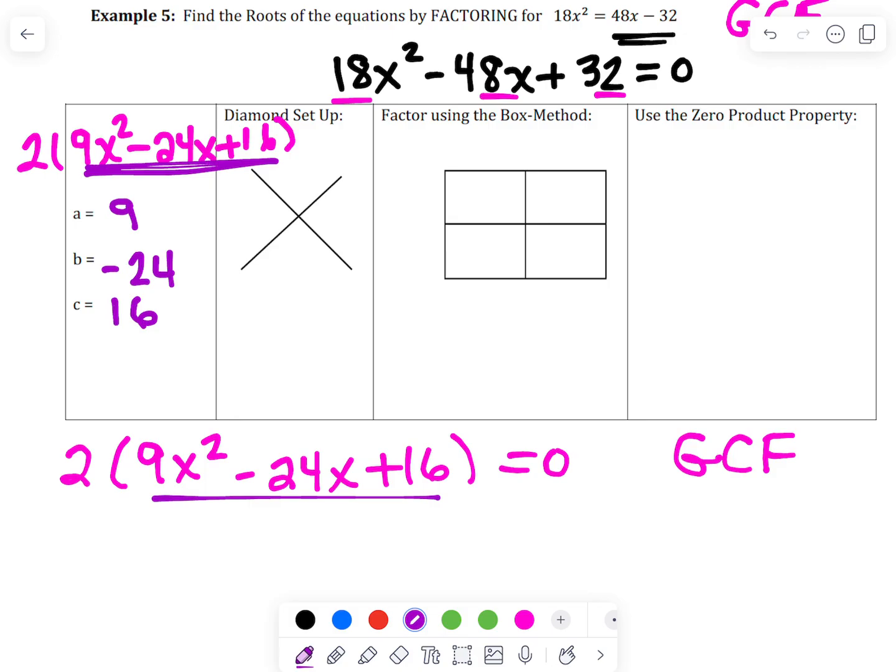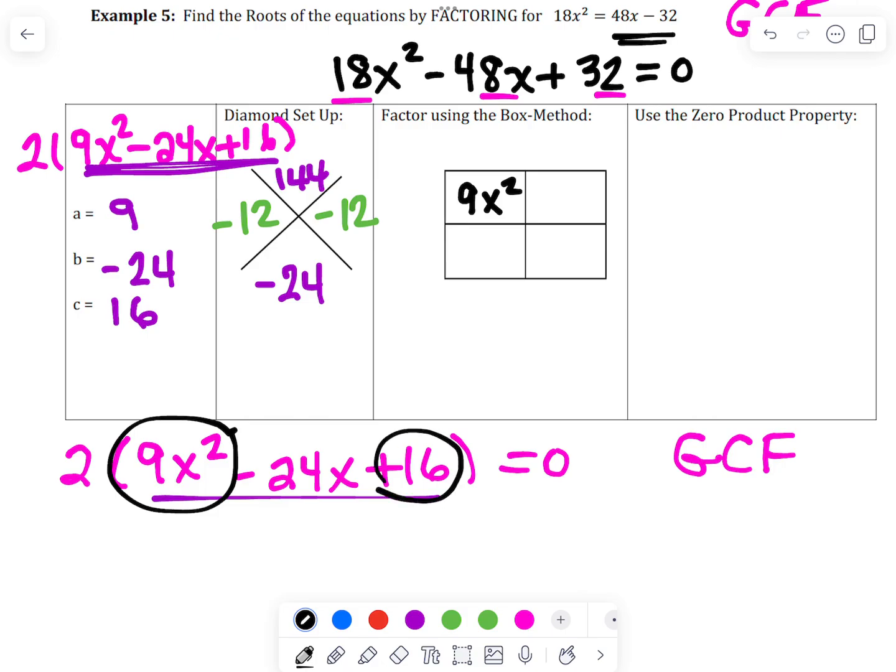A times C, so 9 times 16 is 144. The bottom of the diamond, negative 24. So we're looking for factors of 144 that add to negative 24. And those numbers are negative 12 and negative 12. So now we set up our box. The first term is 9x squared. The bottom right is our C, positive 16. The sides of the diamond with an x: negative 12x, negative 12x.